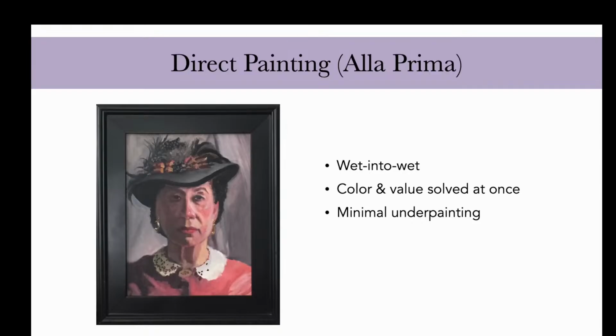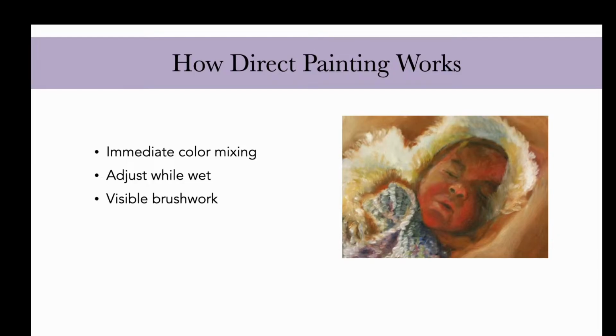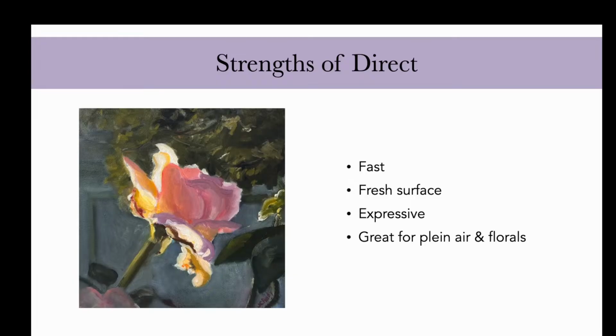Direct painting, often called alla prima, means painting wet into wet. You work toward the final result immediately, placing color and value without waiting for layers to dry. Drawing, value, color, and edges happen together on the canvas. Because everything is wet, decisions are immediate. You mix accurate colors on the spot, adjust shape and edge quality while the paint is movable, and let lively brushwork remain visible. The strengths of direct painting are speed, immediacy, and expressive gesture.